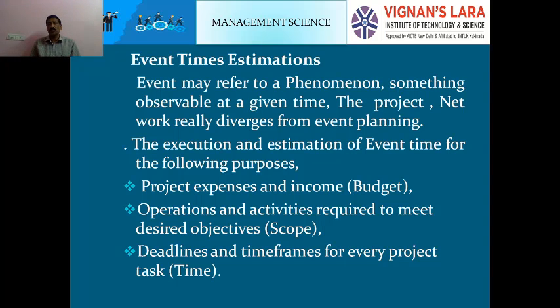The third is deadlines and time frames for every project task. A deadline means the project is to be completed from one milestone to another milestone. The deadline can be fixed with the help of the events. How many events are there in the network diagram? Each event is denoted by a deadline, which can be achieved with a predetermined constructive activity period.